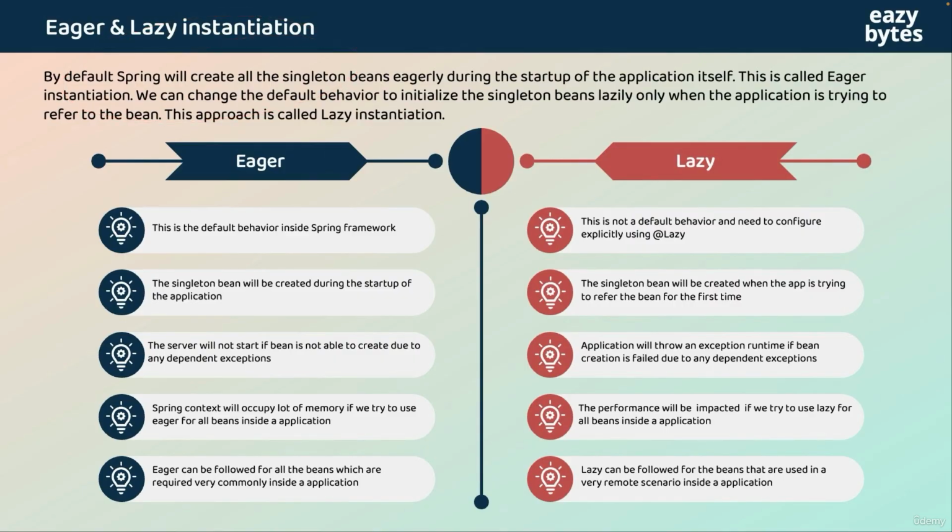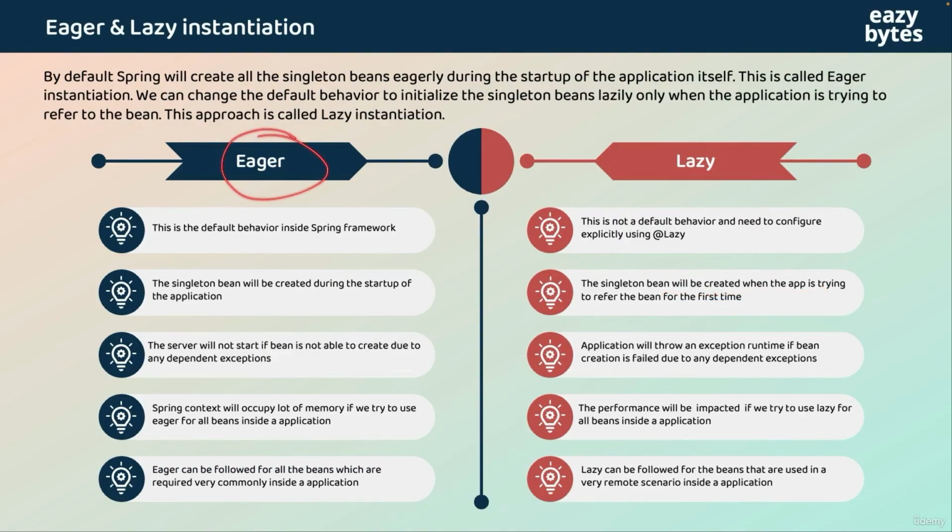As I said, the very first difference is eager initialization is the default behavior inside the Spring framework. Whereas to achieve the lazy initialization, we need to explicitly configure the @Lazy annotation on top of the singleton bean. With the eager initialization, the singleton bean will be created during the startup of the application, whereas in the scenario of lazy, the singleton bean will be created when the app or the business logic is trying to refer to the bean for the first time.